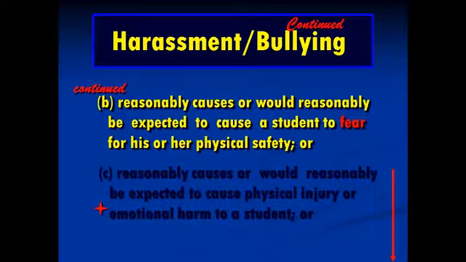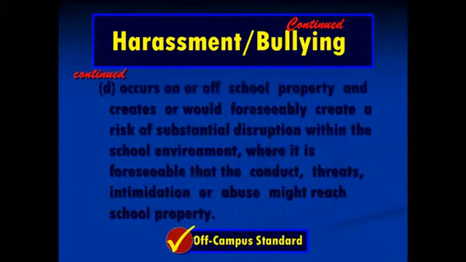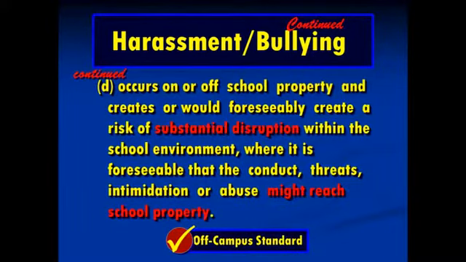a student to fear for his or her physical safety, or C, reasonably causes or would reasonably be expected to cause physical injury or emotional harm to a student, and D, occurs on or off school property and creates or would foreseeably create a risk of substantial disruption within the school environment, where it is foreseeable that the conduct, threats, intimidation, or abuse might reach school property.